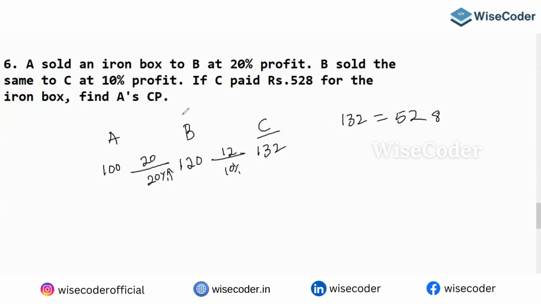Then he's asking, find A's cost price. What is A's cost price? 100. Look here: if I took 100, I end up with 132. But according to the question, this 132 is 528. So 132 equals 528, then 100 equals what? If you calculate that, you're going to get your answer as 400. Okay, let's go to the next variety of questions.